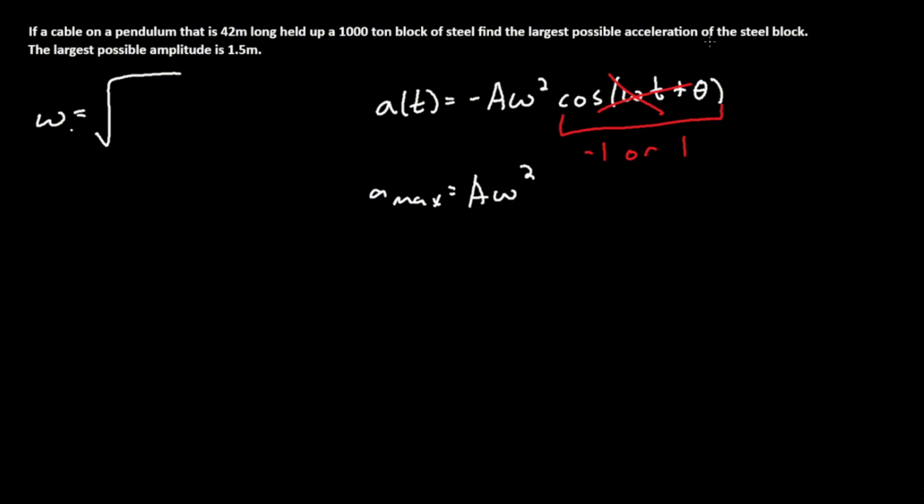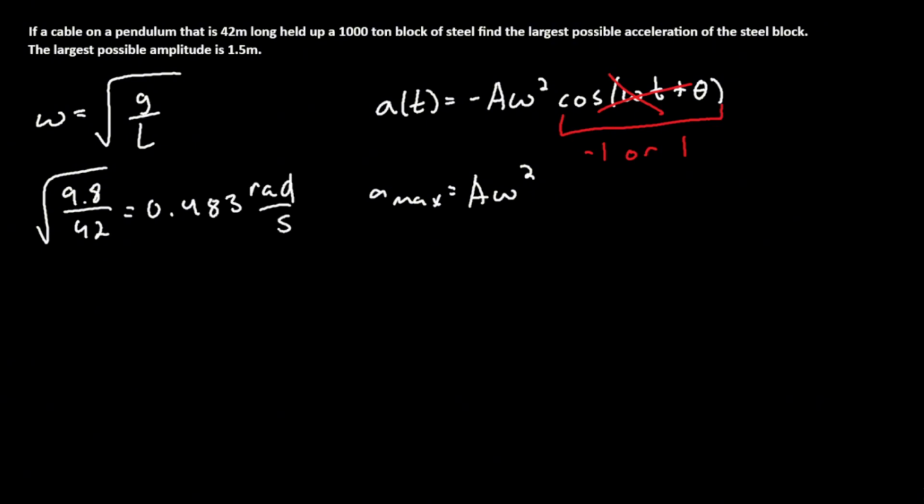So we can calculate the angular frequency of simple pendulum motion using the square root of gravity divided by length. Well, we have gravity and we have the length of the pendulum. So all we need to do is set up that. 9.8 divided by 42 square rooted is equal to 0.483 radians per second. It's quite slow. Now that's because the cable is very long. So we have the angular frequency and we have the amplitude. So all we need to do is plug all that in.